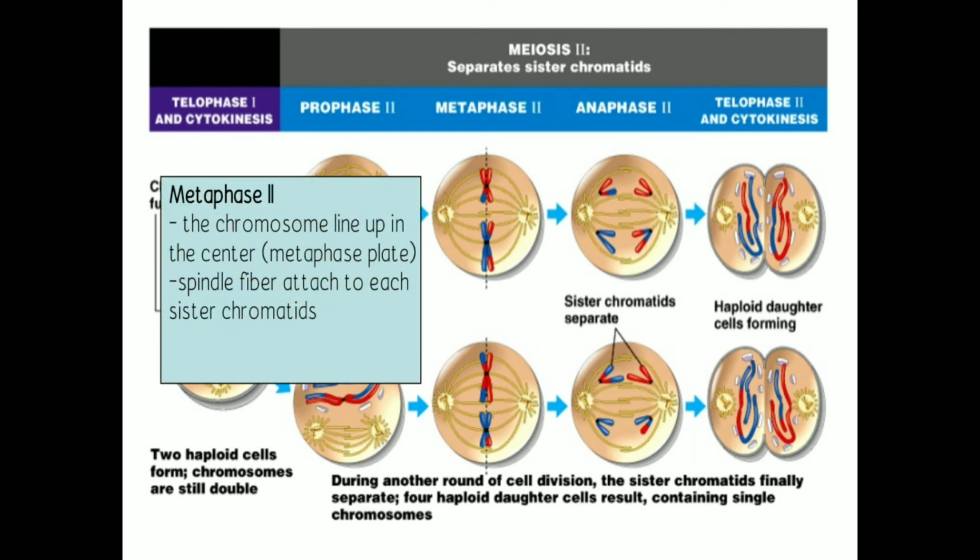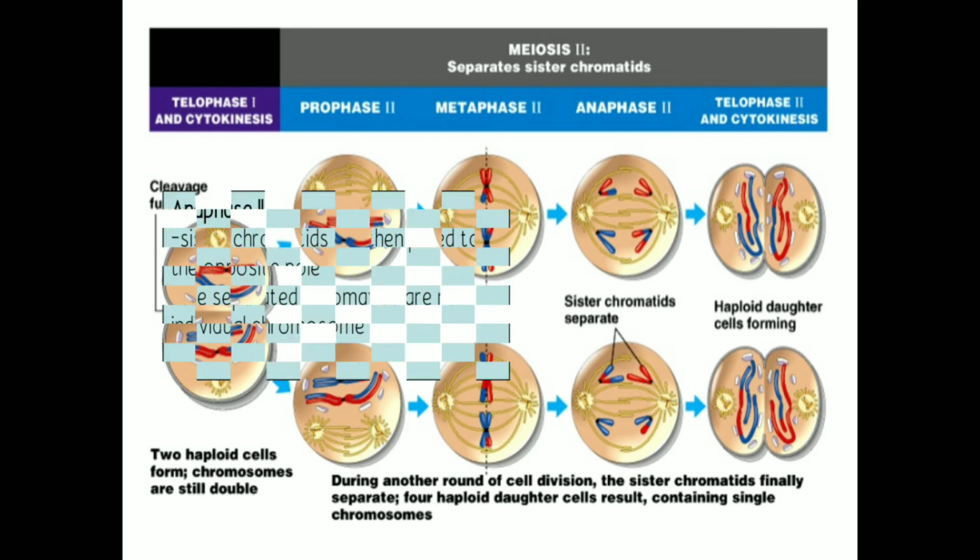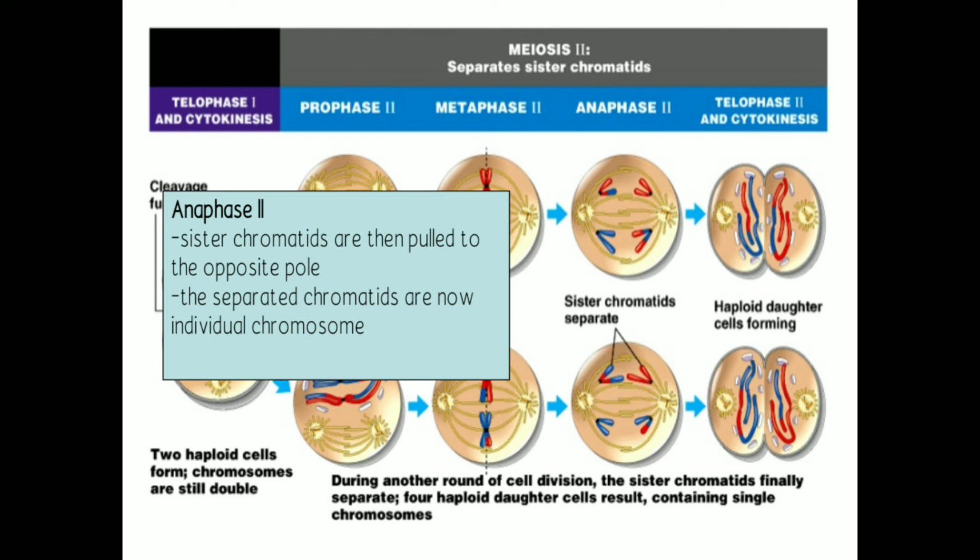For metaphase 2, the chromosomes line up in the center, or at the metaphase plate. And lastly, the spindle fibers attach to each sister chromatid. In anaphase 2, the sister chromatids are then pulled to the opposite poles due to the action of the spindle fibers. And lastly, the separated chromatids are now individual chromosomes.